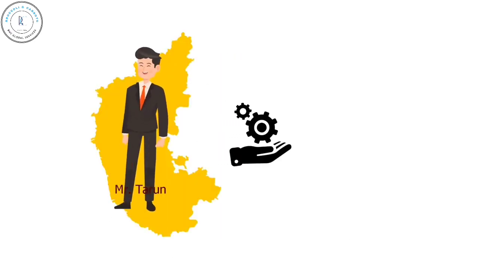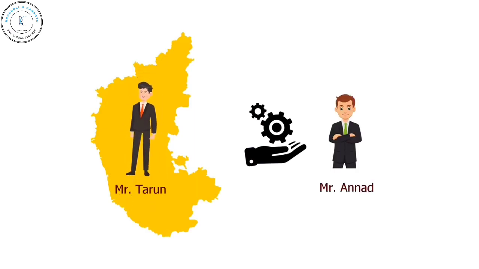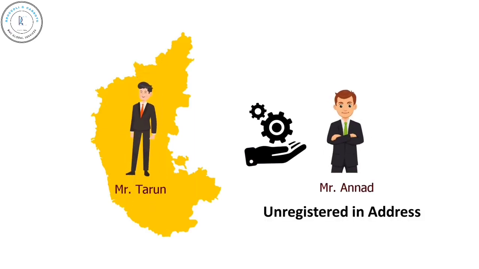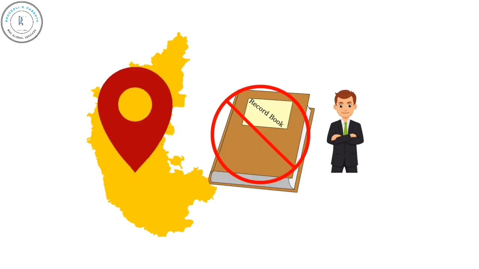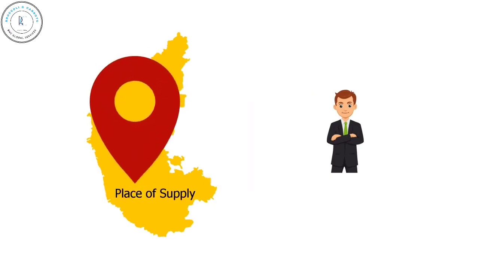Example 2: Mr. Taran, Karnataka, provides consultancy services to Mr. Anand, unregistered, and address is not available. Place of supply will be Karnataka, and CGST and SGST will be levied.